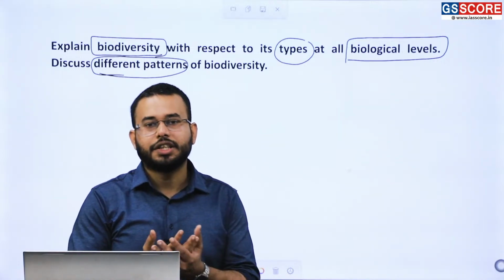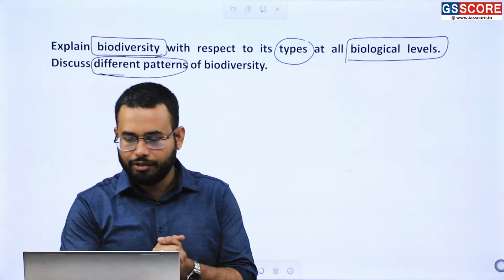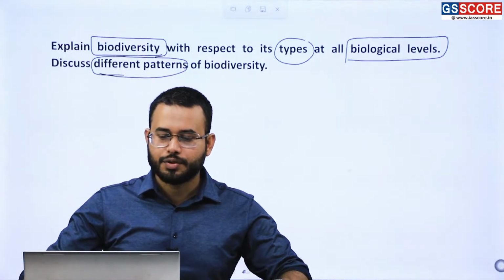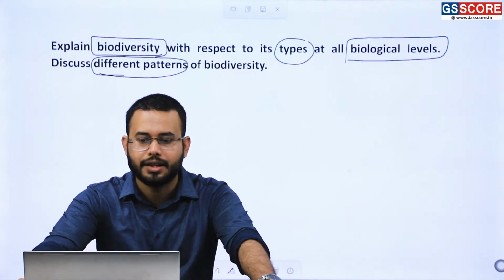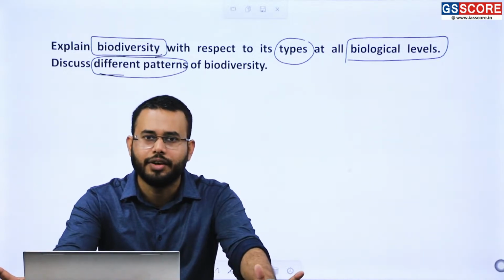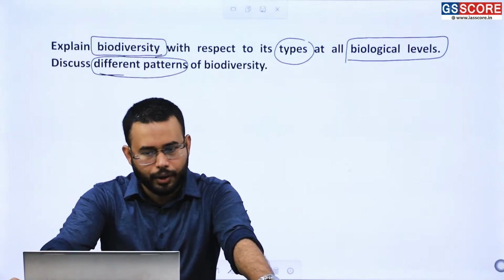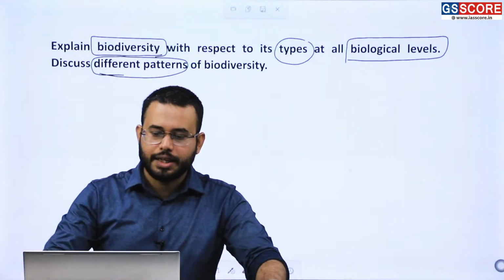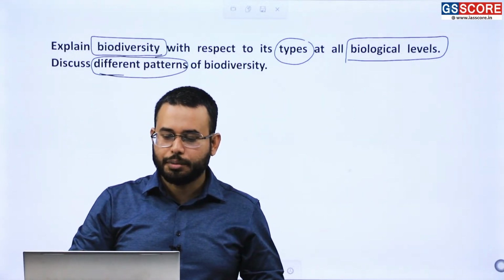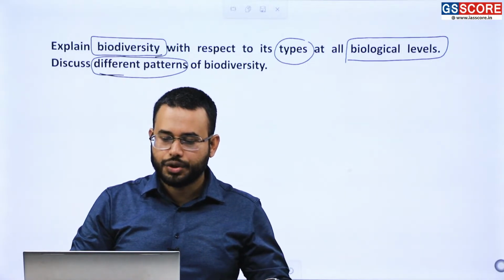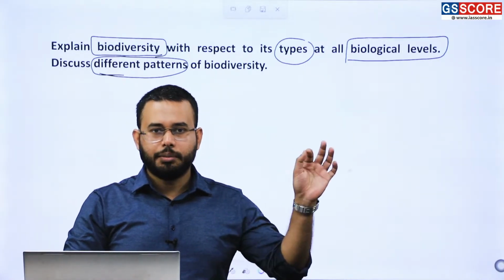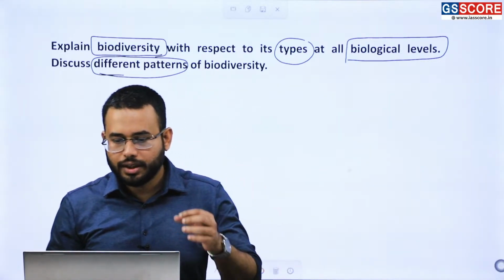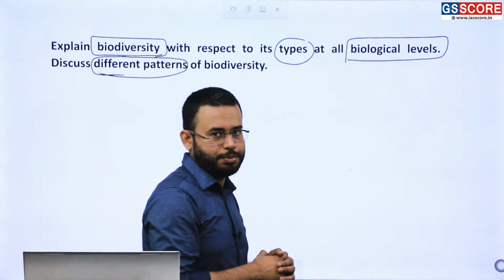So biodiversity refers to the variety of life on the earth, encompassing all living organisms from microorganisms to plants, animals, ecosystem, etc. Everything comes under the ambit of biodiversity. There are various types of biodiversity like genetic biodiversity, species biodiversity, and ecosystem biodiversity. Genetic biodiversity means diversity of genes within and among the population of species.